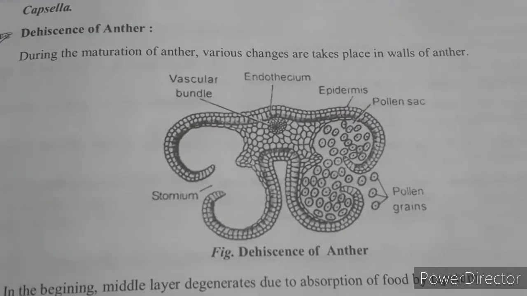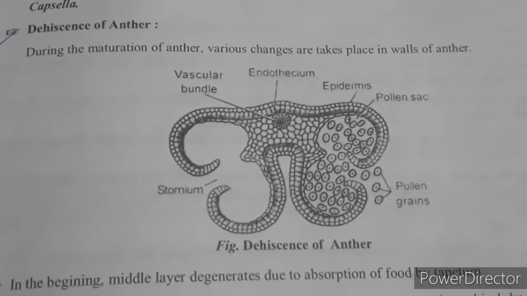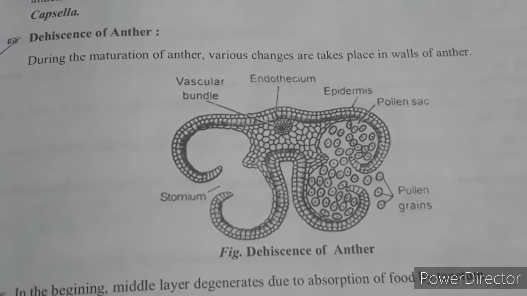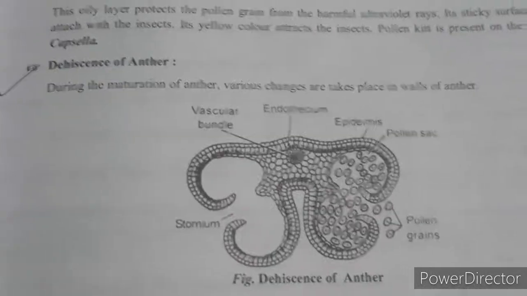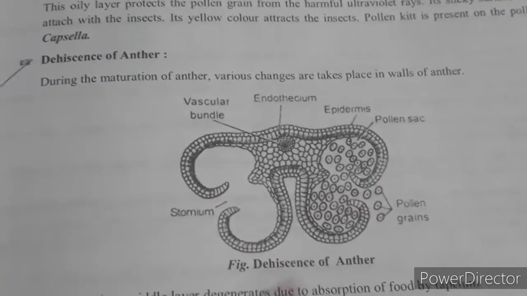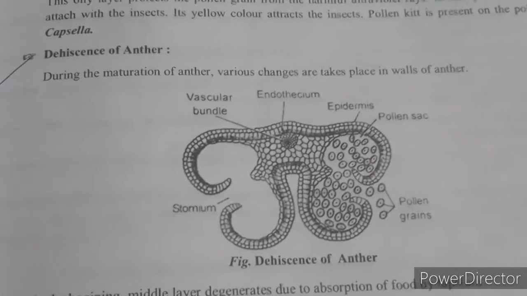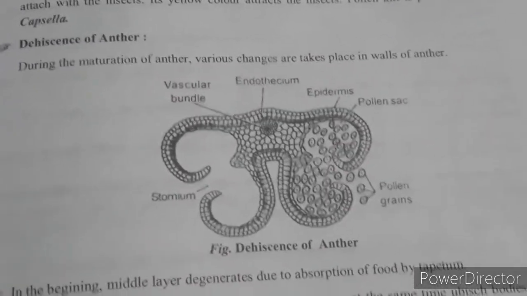And today we are going to discuss dehiscence of anther. Dehiscence means opening up. The anther is going to open up along the line of the stomium. That is what we are going to learn here, how that is going to happen.